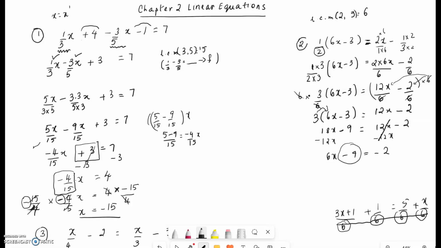Now I get rid of the 9 by adding 9 on both sides. 6x equals 7. Negative 2 plus 9 is 7. Now I divide both sides by 6. I get x equals 7 over 6.